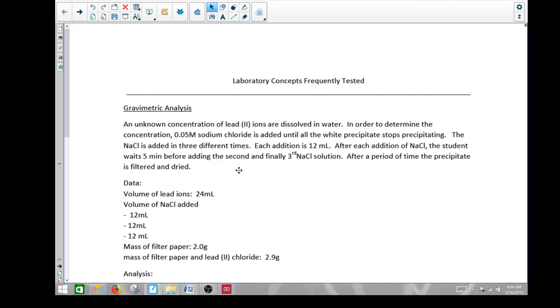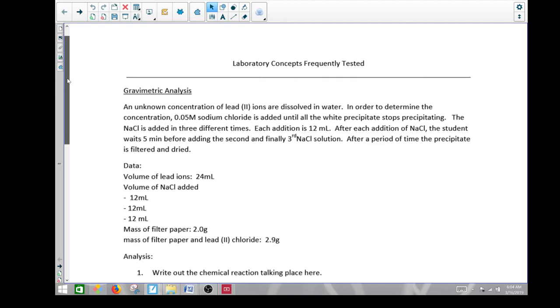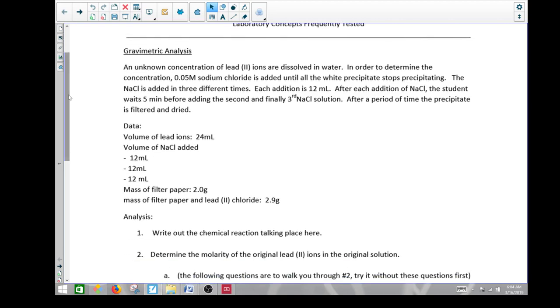AP Test Review: Laboratory Concepts. These are, in my opinion, some of the most common lab concepts that, if you plan on doing well on tests, need to be pretty well understood, and you should be able to anticipate seeing these types of questions. Okay, first one. A lot of these tend to revolve around stoichiometry.